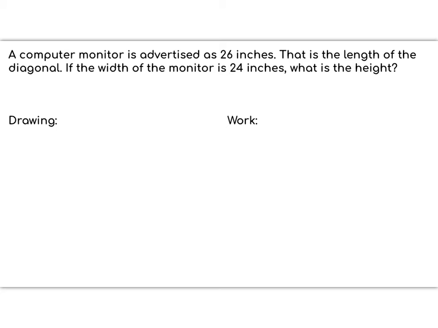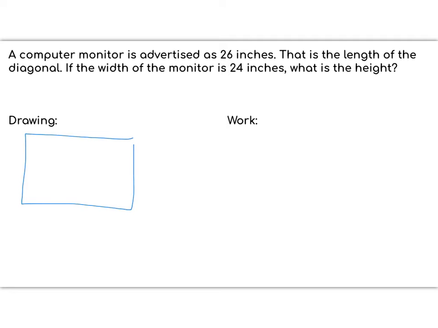The next type of problem will be something along these lines. A computer monitor is advertised as 26 inches. That is the length of the diagonal. If the width of the monitor is 24 inches, what is the height? Okay, so a computer monitor is shaped like what? It's shaped like a rectangle, right?